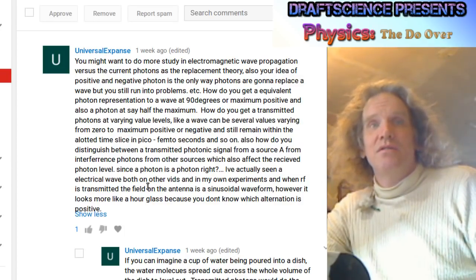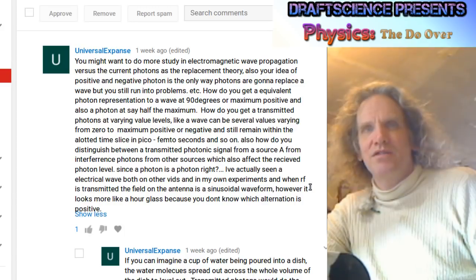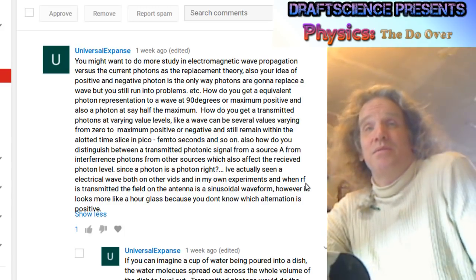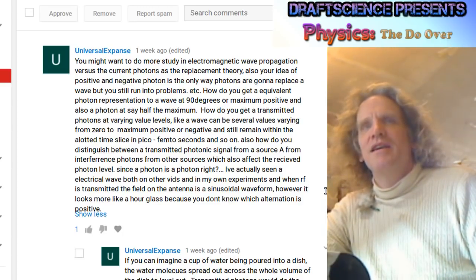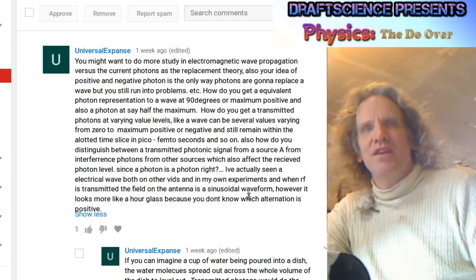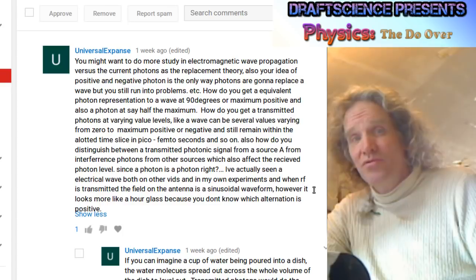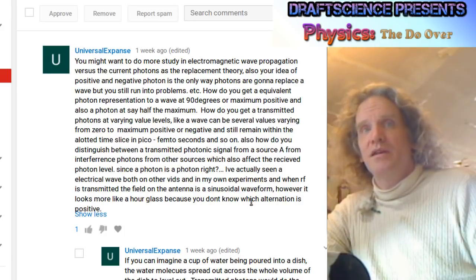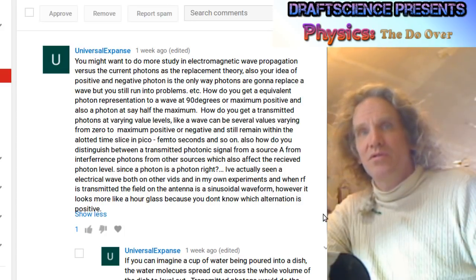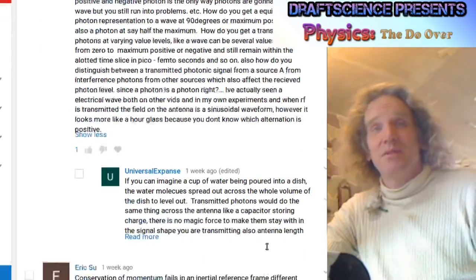I've actually seen electric wave both on other vids and in my own experiments. Whatever. Why don't you link to the magical video that shows the electric wave? And when RF is transmitted, the field on the antenna is a sinusoidal waveform. Again, measured with what instrument? How do you know this? However, it looks like an hourglass because you don't know which alternation is positive. So again, just mush. There's nothing that we can make out of that.